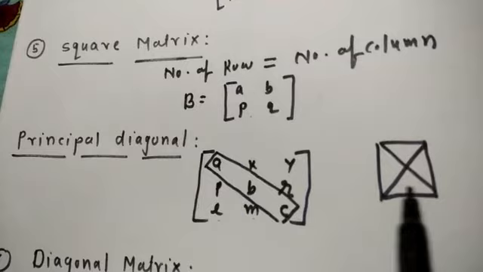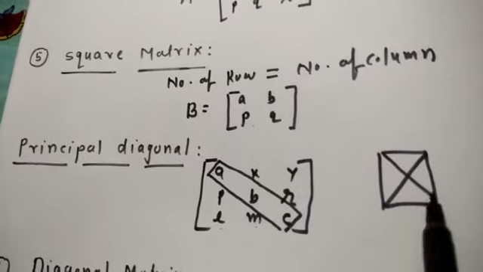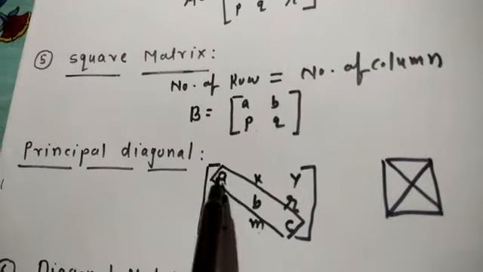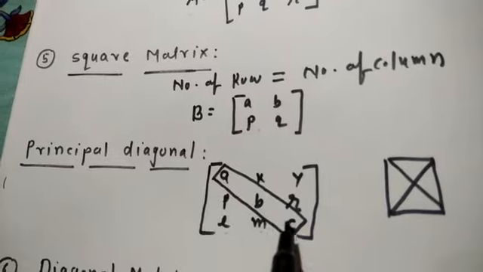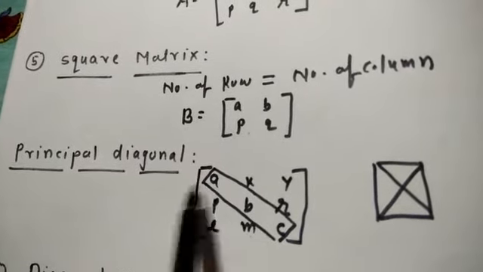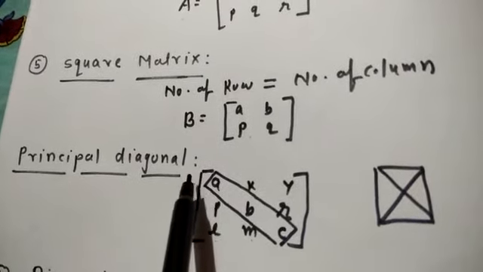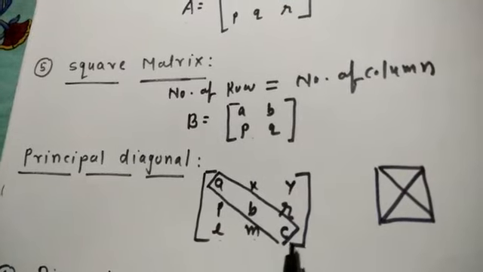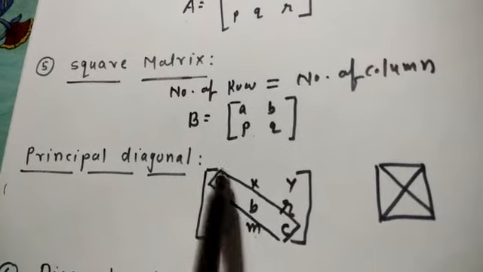Generally, if we make a square, there are 2 diagonals. But in the case of a matrix, only 1 diagonal is considered. The diagonal starts from the upper part of the left hand side to the lower part of the right hand side. It is known as principal diagonal.